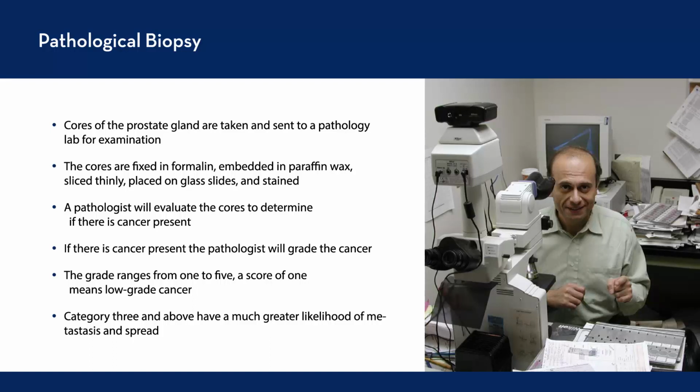The grades are then added up, and if the score is less than 6, this is considered a score of 1 or a class of 1, which is essentially a very low-grade cancer. Really, the types of cancers that are of concern for men are cancers that are category 3 and above. This is where the Gleason score is a 4+3 or higher. These higher grades of cancer have a much greater likelihood of metastasis and spread, hence the concern for identifying them.